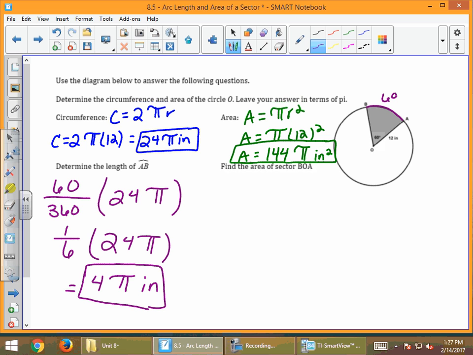Because the whole length on the outside of the circle, the whole length we said was 24 pi. Right? We only want to know this piece of the circle though. We only want to know this guy right here. Well, we know that that is 1/6 of a circle because it's 60 degrees. Well, 1/6 of the whole circumference is 4 pi.